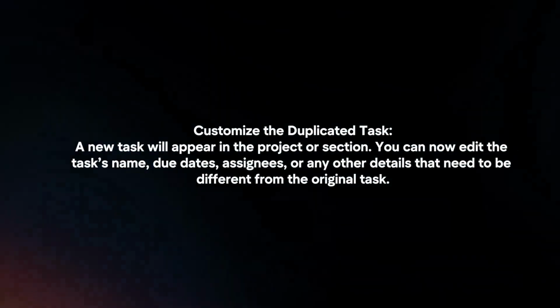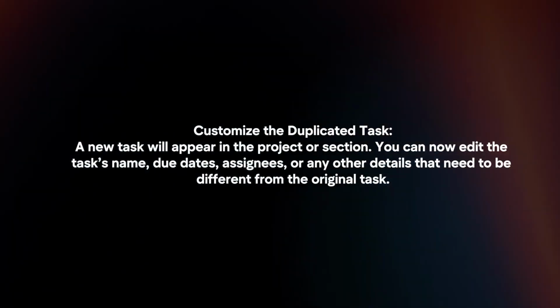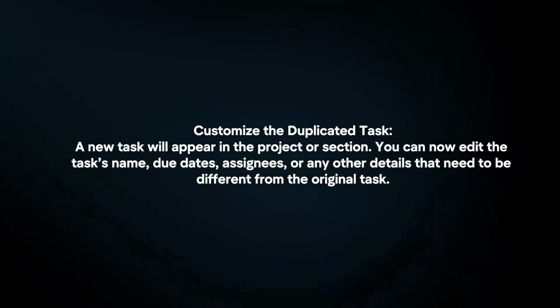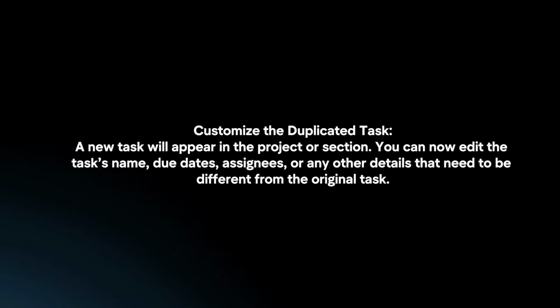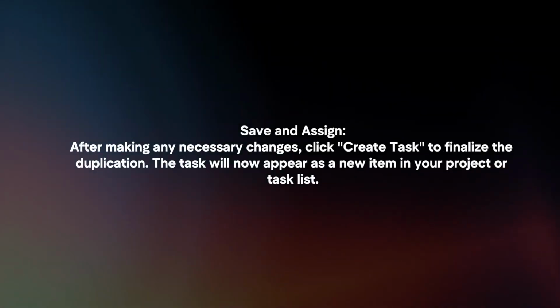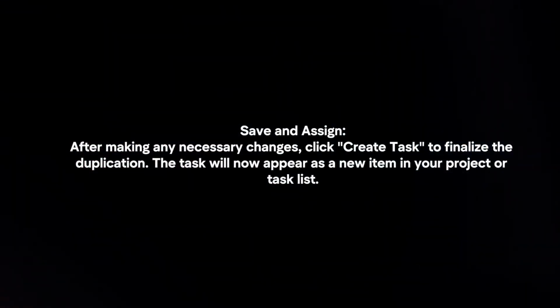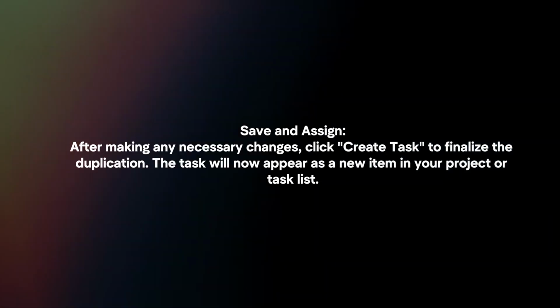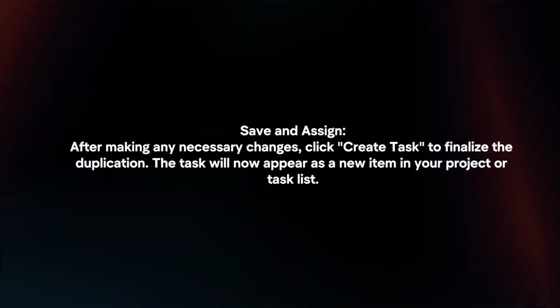Customize the duplicated task. A new task will appear in the project or section. You can now edit the task's name, due dates, assignees, or any other details that need to be different from the original task. Save and assign. After making any necessary changes, click Create Task to finalize the duplication. The task will now appear as a new item in your project or task list.